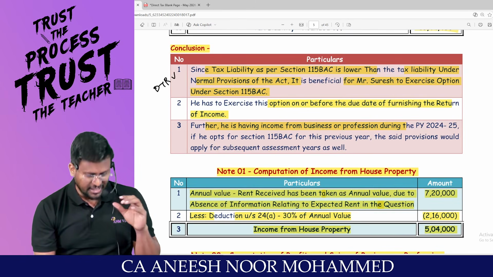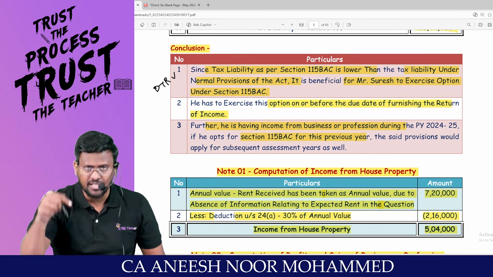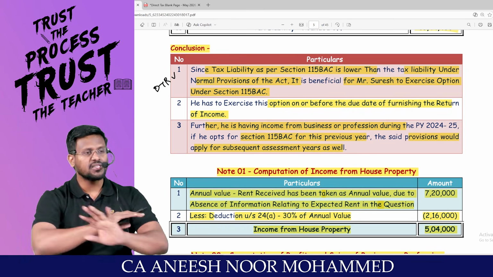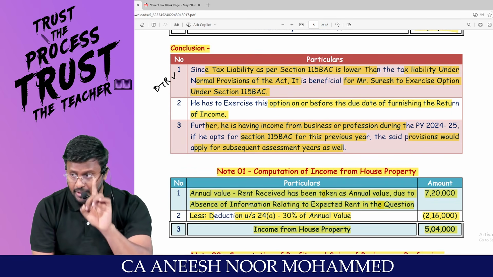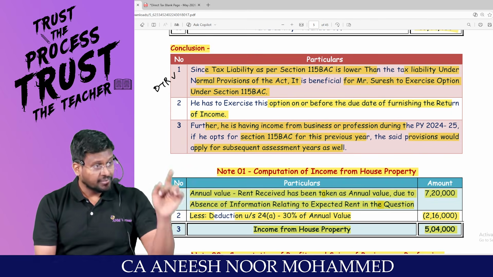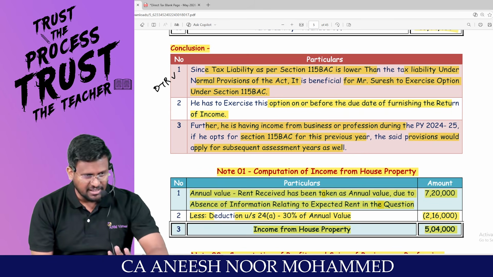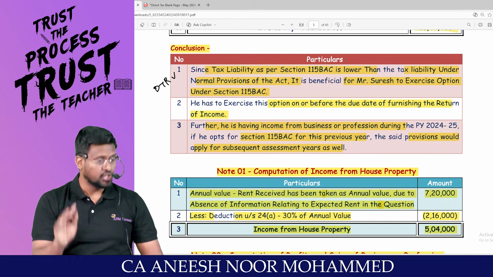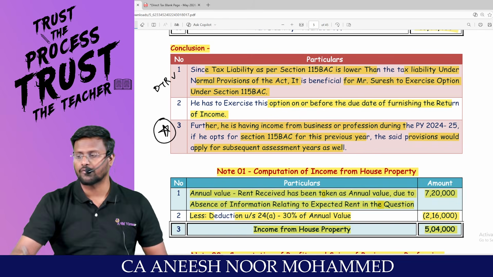Further, he's having income from what? Business or profession, that is PGBP. If he opted for 115BAC for this year, the said provision will apply for subsequent assessment years as well. That means if an assessee is having PGBP income, and if that assessee chooses the default tax regime, that's it. Next year onwards, you have to travel through the default tax regime. This point should be there in your conclusion, then only you will get full marks in the exam.